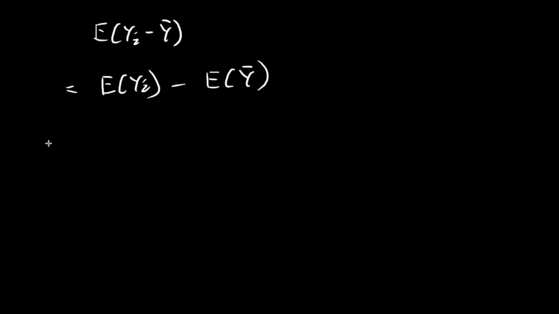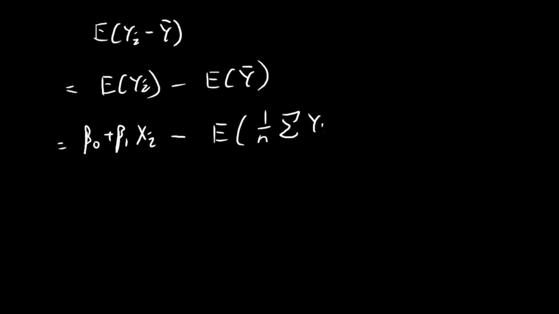Now for the expected value of yi minus the sample mean of y, I'm just going to break this apart into the expected value of yi minus the expected value of the sample mean of y. So the expected value of yi is just equal to beta naught plus beta 1 xi. And then the expected value of the sample mean of y is just equal to 1 over n times the sum of all the y terms.